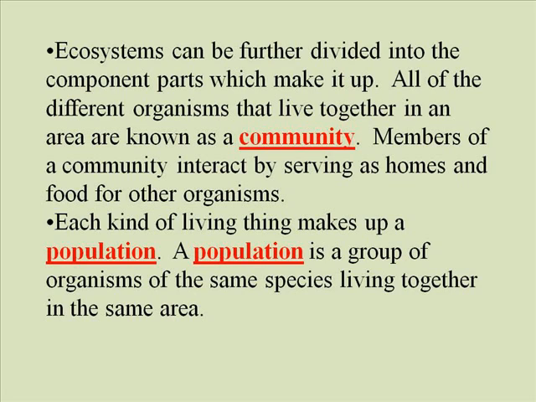If we want to break down the ecosystem further, we can look at all the living things. So all of the living things in your neighborhood, like your bacteria, your plants, your trees, your squirrels, your dogs, your cats, all the people, all the birds, they're going to make up the community. Now we can break a community down even further. And a community is made up of different populations. So a population is going to be each kind of living thing.